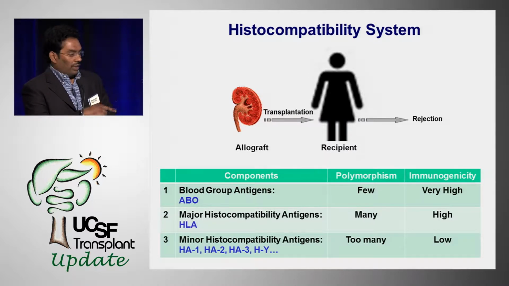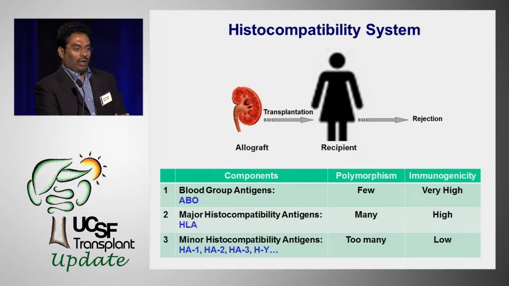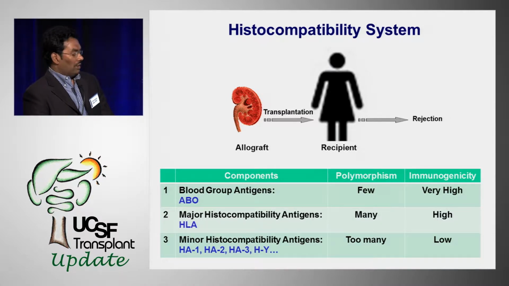But you can characterize all these three systems by two factors. All three are polymorphic, very different between individuals. And they are immunogenic. They can trigger an immune response. But the amount of polymorphism and the strength of immunogenicity is variable. For example, for the blood group antigens, there are very few variations, only 4 different blood groups. But they are highly immunogenic. You don't want to cross this ABO barrier.